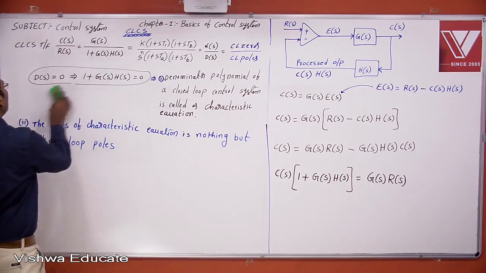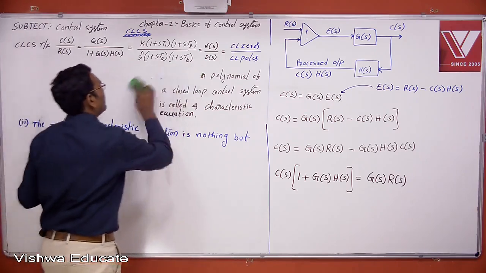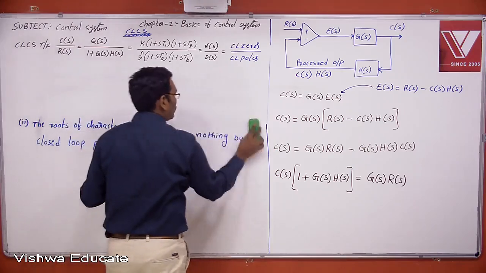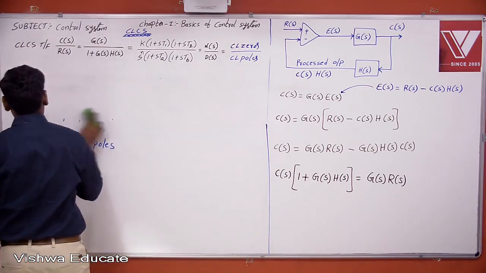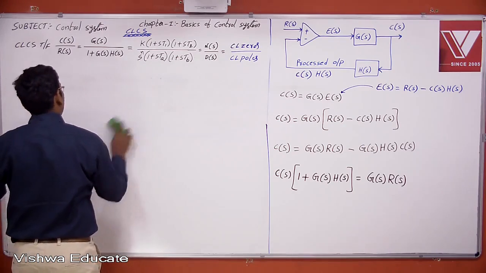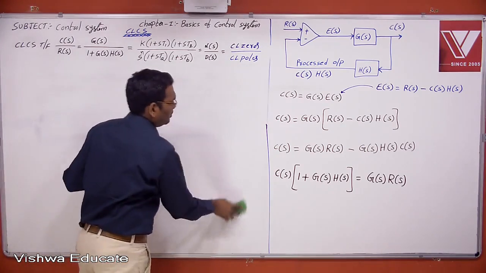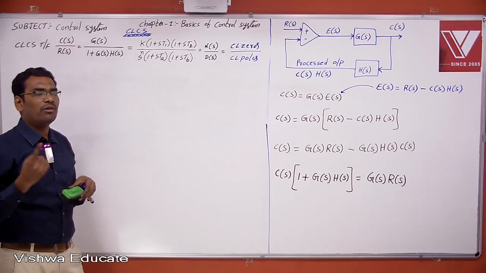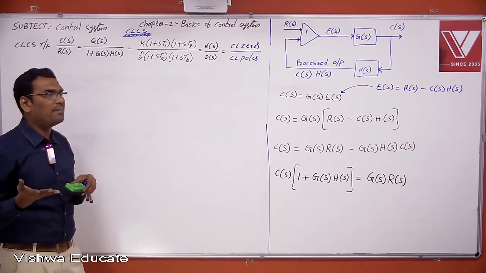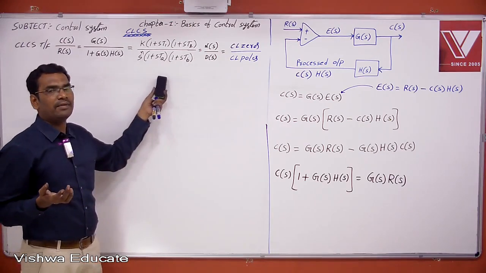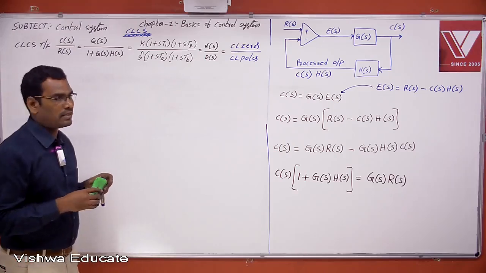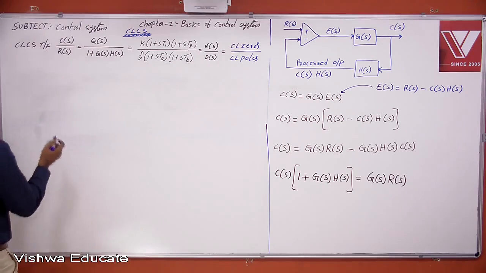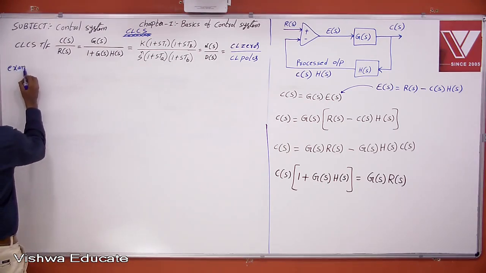Therefore, we'll take one small example. We will see what parameter is coming from the closed loop control system transfer function. In the open loop transfer function, you find one important parameter, which is type. In the same manner, what parameter should be identified in this closed loop control system concept? Let us take one small example.